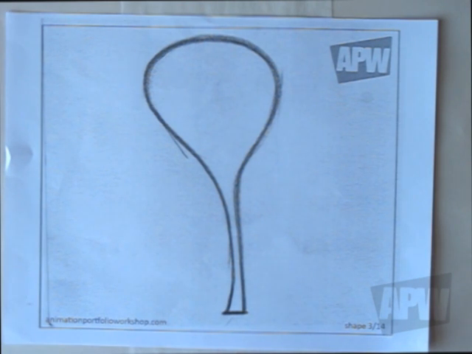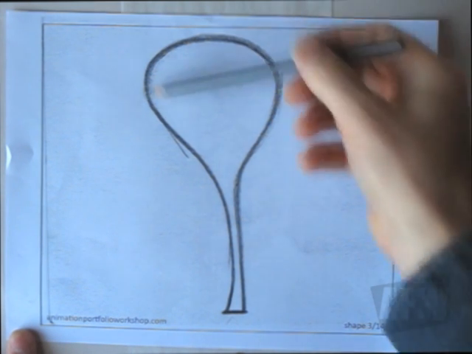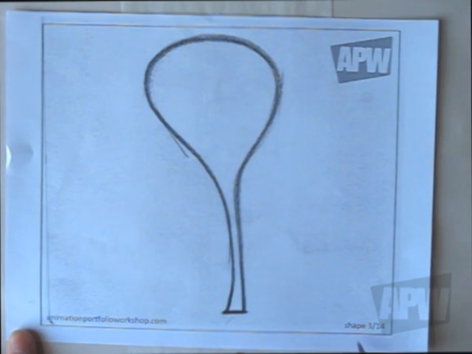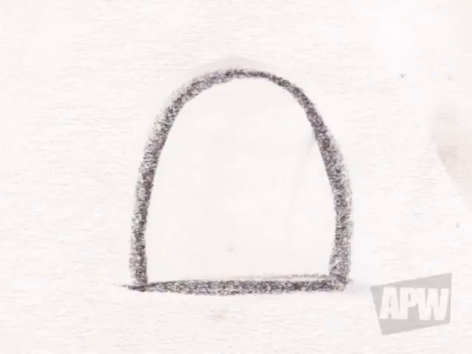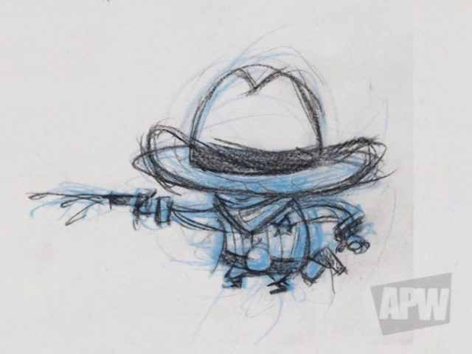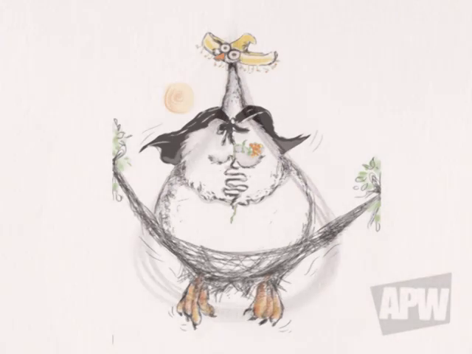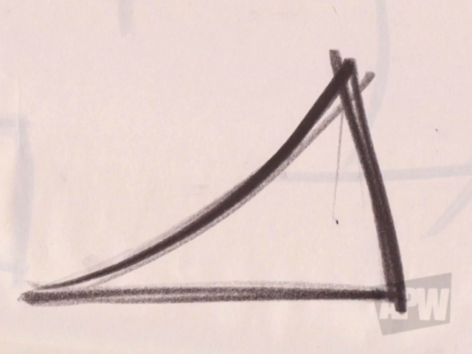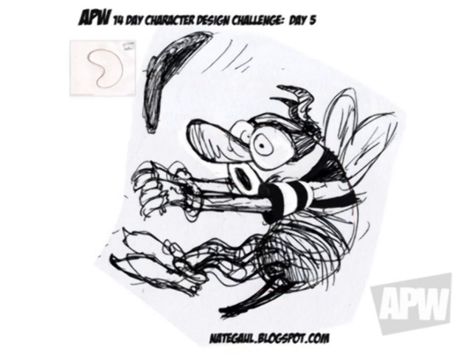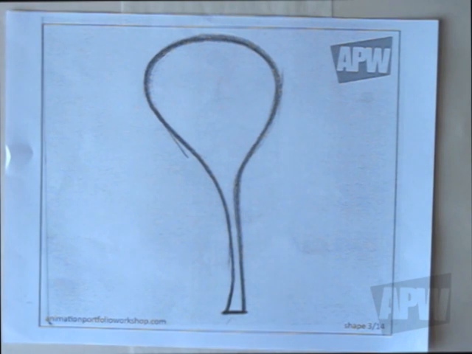What you're looking at here is a shape. This is one of the shapes, in fact it's shape number 3 of 14, one of the shapes that was used in the Animation Portfolio Workshop Character Design Challenge. The challenge, just to explain it briefly, was basically 14 days of a new shape like this every day, and character designers look at this shape and then they design a character based on this shape.